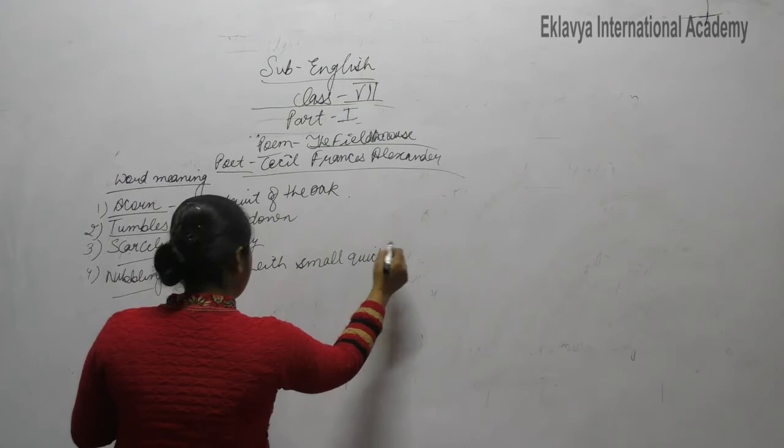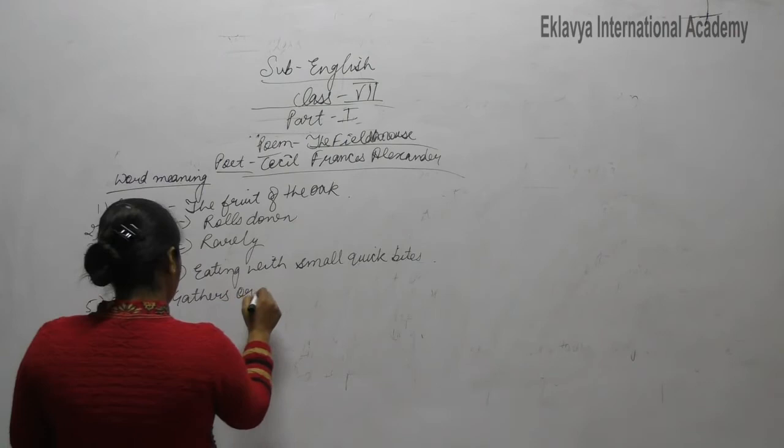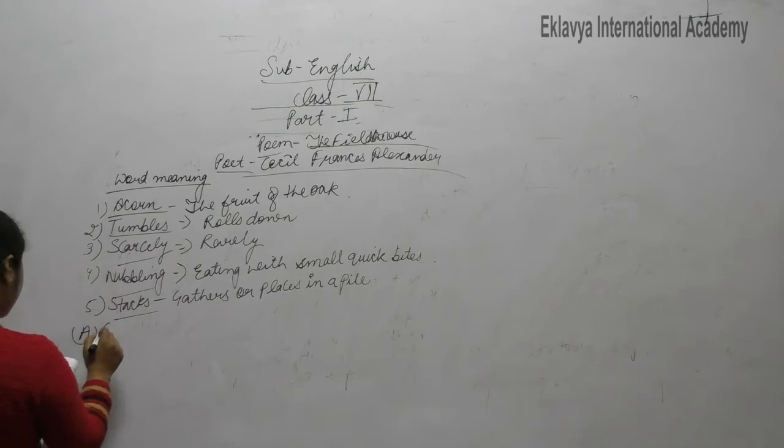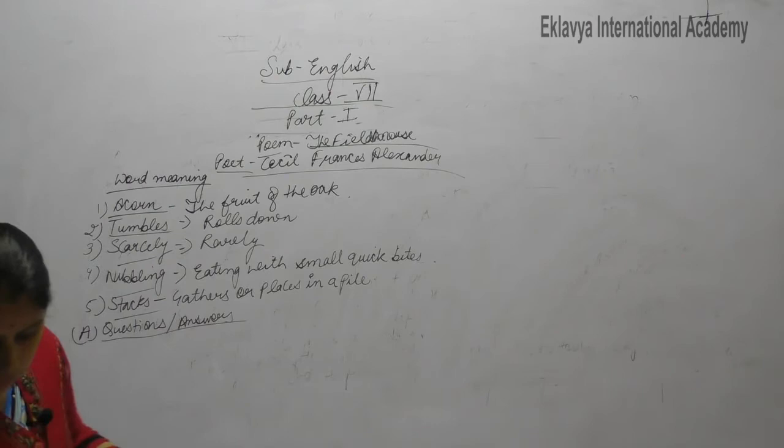And next is stacks. Stacks is what? Gathers or places in a pile. Clear? These are the word meanings. Next is question answers. Everyone note down question answers also of the field mouse poem.